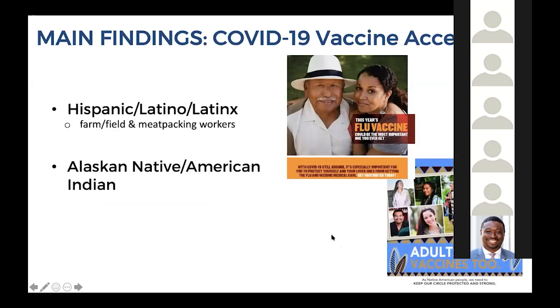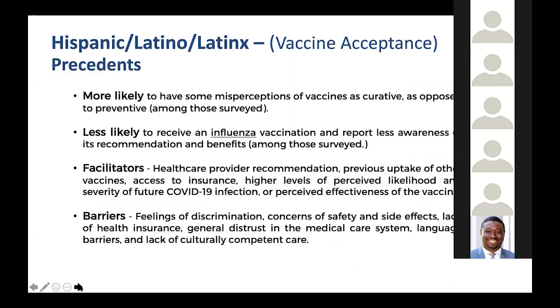All right, now we're looking at the potential for COVID-19 vaccine acceptance in these two priority populations. Next slide, please. So we looked at the history of vaccine acceptance in these populations. Among Hispanic, Latino, Latinx people, they're more likely to have some misperceptions of vaccines as curative as opposed to preventative among people that have been surveyed.